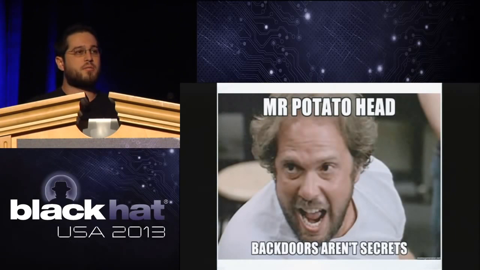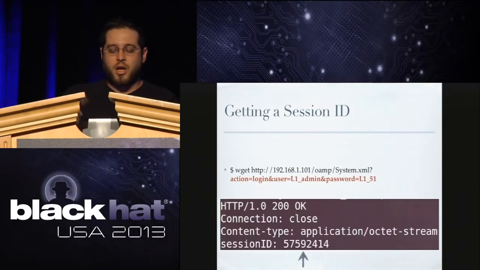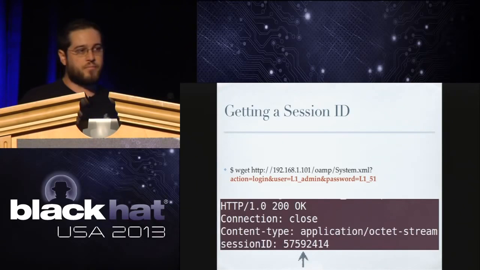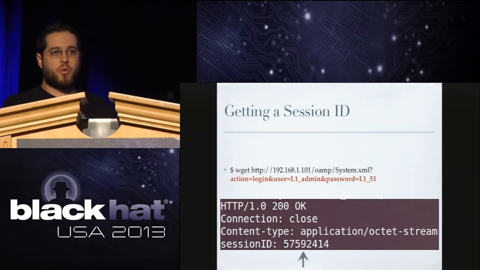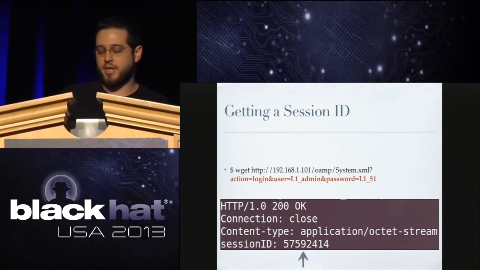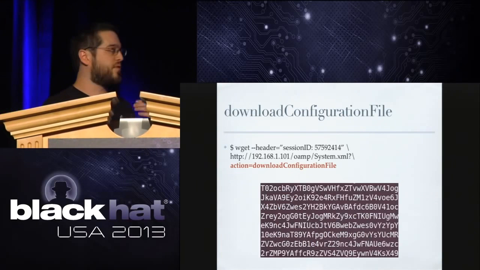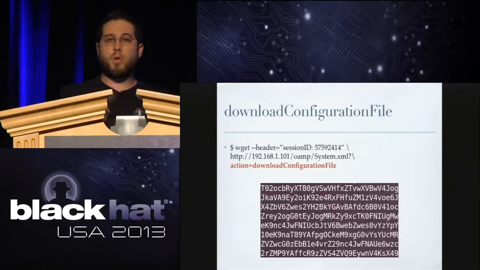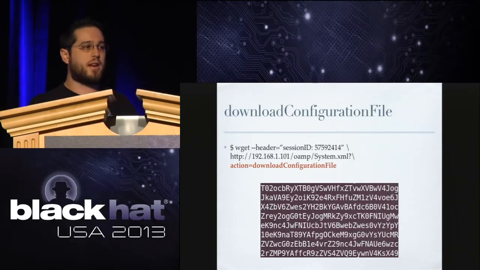So we can use these backdoor accounts to exercise the login action. And sure enough, we get back a session ID. Now, as long as we send the session ID along with all of our other requests, we can invoke any of the other actions supported by OAMP.cgi, including download configuration file. And this gives us back what appears to be base64 encoded data.